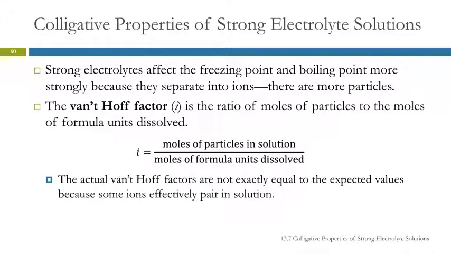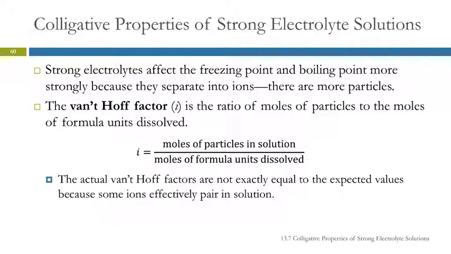Okay, so strong electrolytes. Remember, a strong electrolyte is something that separates into ions when dissolved in water. Strong electrolytes are going to have a bigger effect on the colligative properties because they give more particles, right? So in theory, sodium chloride, having a sodium ion and a chloride ion, when you dissolve 1 mole of that, you should get 1 mole of sodium ions and 1 mole of chloride ions, which gives you 2 moles of particles instead of 1, right? Of course, it's not always perfect.